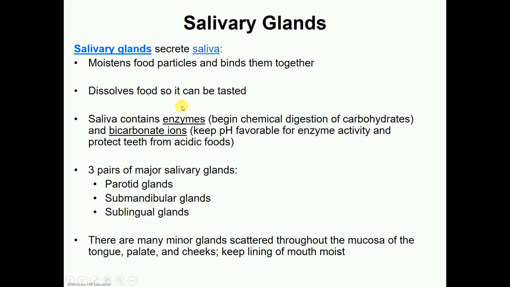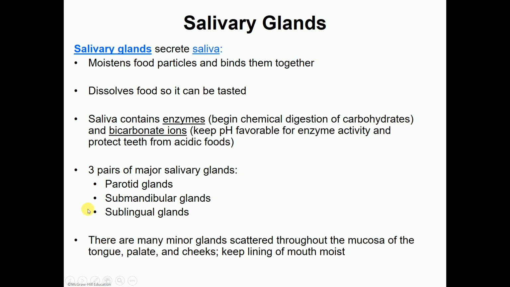Saliva has enzymes, especially salivary amylase, and that is the very first step in digestion of carbohydrates. It also has bicarbonate ions. That is going to keep the pH on the alkaline side. The salivary amylase needs an alkaline medium in order for it to act. And it also protects the food against the acidic byproducts that were made by bacteria.